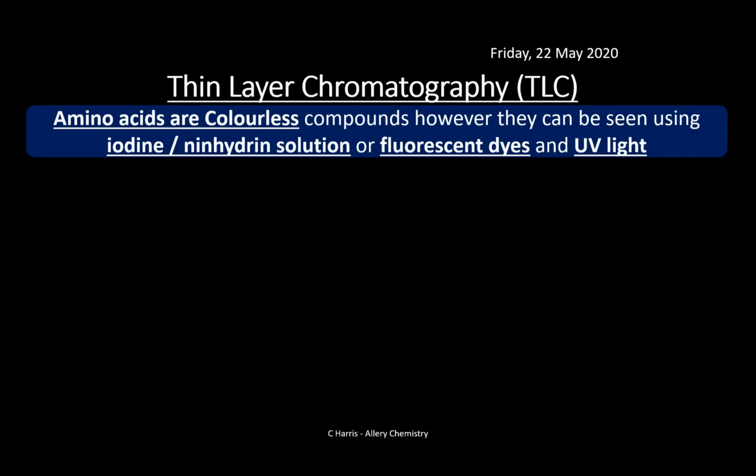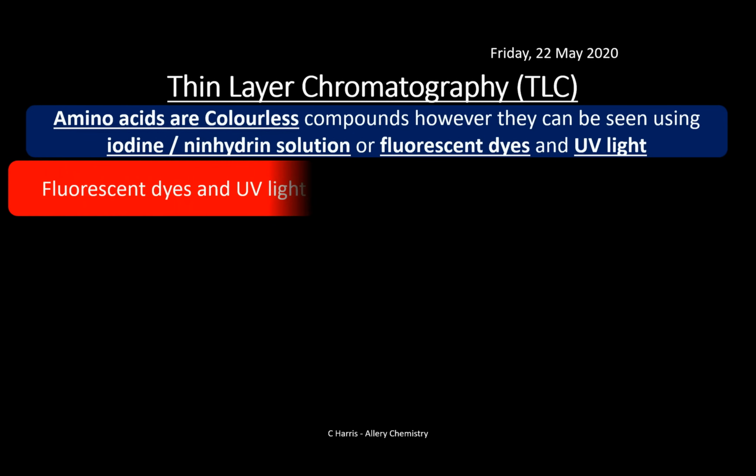Amino acids, like I say, are colorless compounds. However, they can be seen using iodine or ninhydrin solution, or fluorescent dye and UV light. When it rises up, you'll not actually see any. It looks as though nothing has moved on your chromatogram. So we need to spray a dye on them so we can highlight the spots, and then we can use that to measure the RF value, which we'll look at in the next slide. Then we use the RF value to work out what the amino acid is, but we'll go through that later.